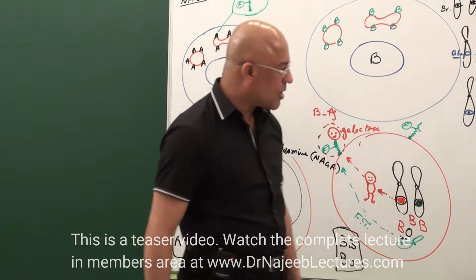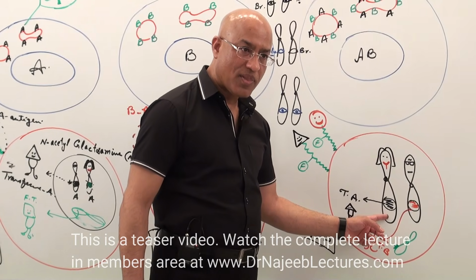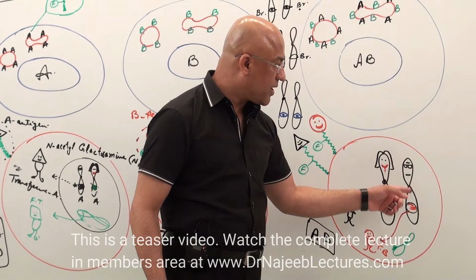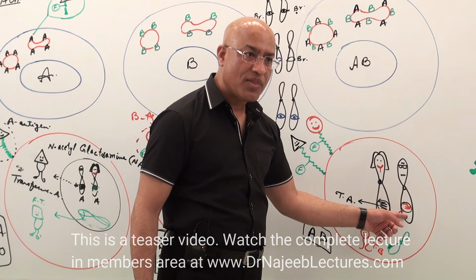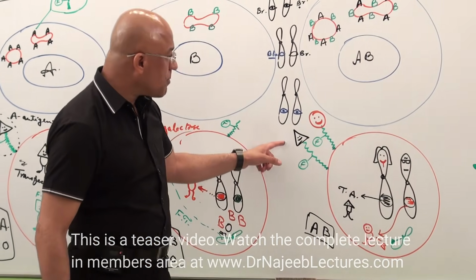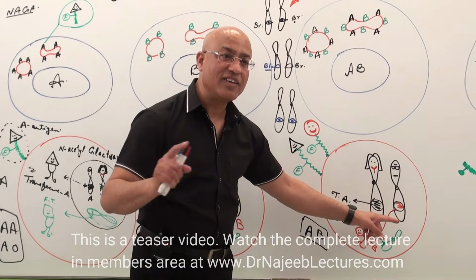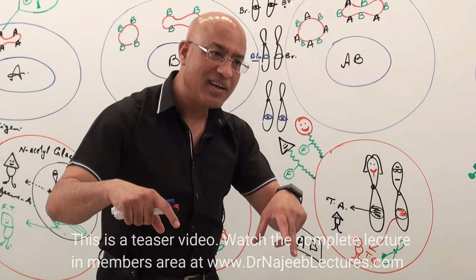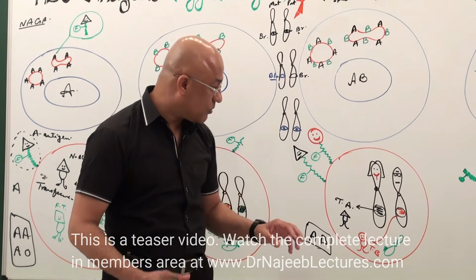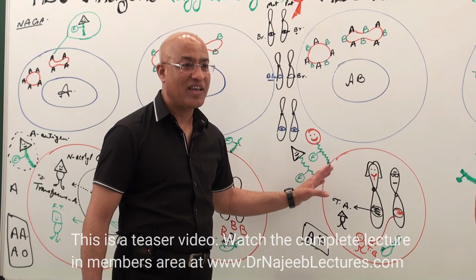Clear? But now come over here. One parent gives the A allele for transferase A, other parent gives the allele for transferase B, right? Now both of them are able to express. So none of them is recessive and both of them are dominant. Both of them are expressing. So what we can say here, this is codominance.